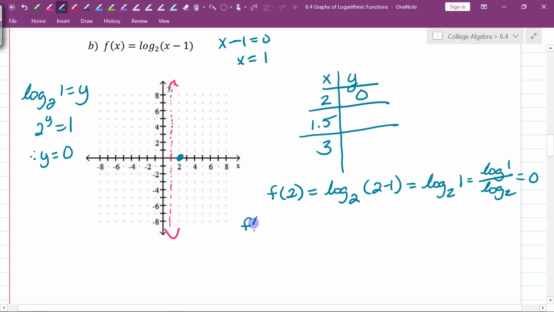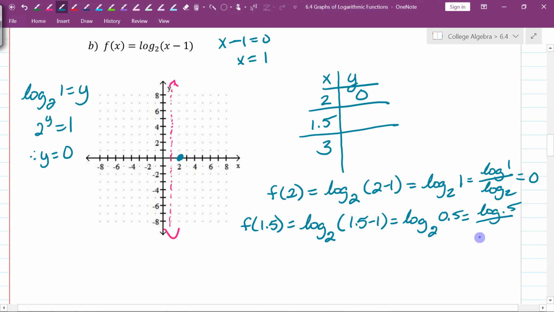Let's look at f of 1.5. So this is going to be log base 2 of 1.5 minus 1, which is equal to log base 2 of 0.5, since 1.5 minus 1 is 0.5. So this is going to equal log of 0.5 divided by the log of 2, and that is going to equal -1. So that's -1.